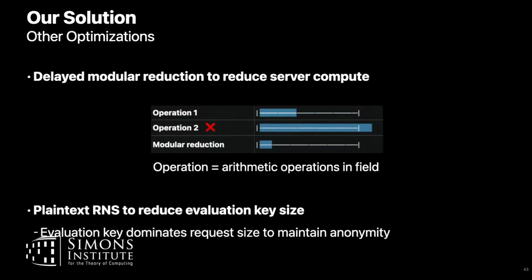Okay, we also implemented other things. We used delayed modular reduction, where we wait till it is absolutely needed, and we don't do it at every operation. And we also had some improvements in the eval key size, because to maintain anonymity, we cannot store eval keys on the server. Like in other HE applications, you need to send this with every request. And so again, that cannot be megabytes. And so we had to make some optimizations there as well.